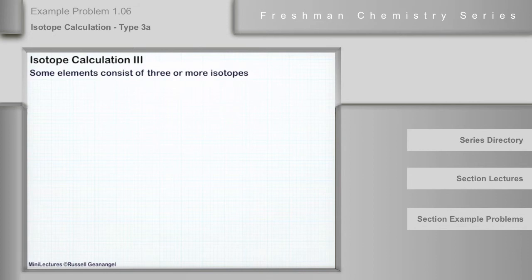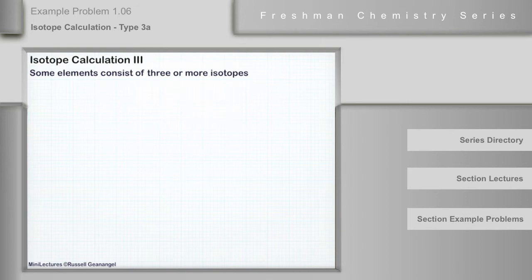In this mini lecture, we're going to consider how to calculate the weighted average atomic mass of elements that have 3 or more isotopes. This is really just an extension of the method that we use to determine the weighted average atomic mass of elements with 2 isotopes. But it's helpful to go through an example in detail so that you can understand it.